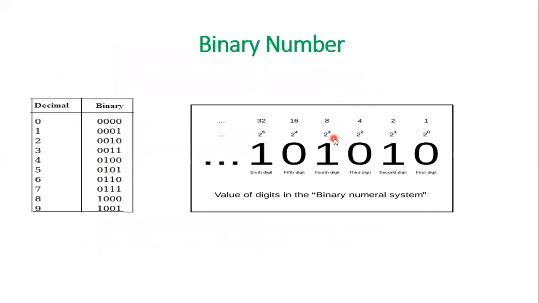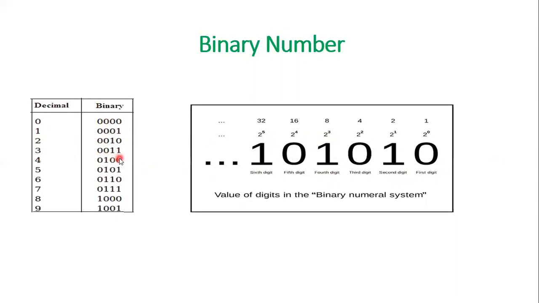Okay, for example, how do we represent a binary number? Here is one example. The decimal 0 is represented as binary 0000, 4-bit. Then 1 is 0001, and 2 is 0010. That is positional. Here, 2 power 0, 2 power 1, 2 power 2, 2 power 3, and like that, 2 power 4, 2 power 5, and so on.